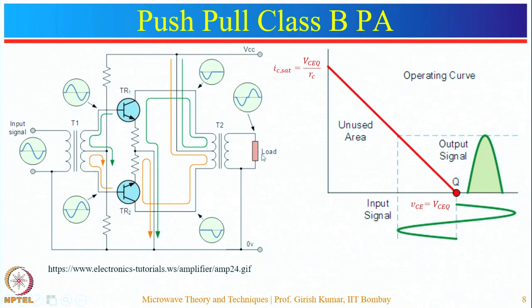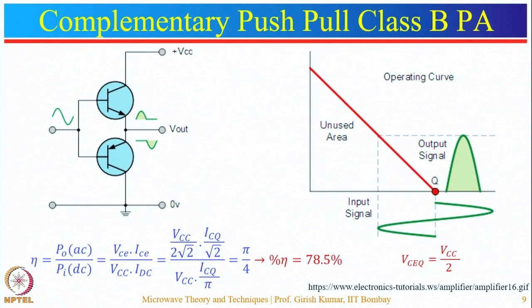These are not used conventionally because of the center tapped transformer. It becomes costly and the size of this amplifier is relatively more. So the next type of push-pull arrangement is using complementary transistors.